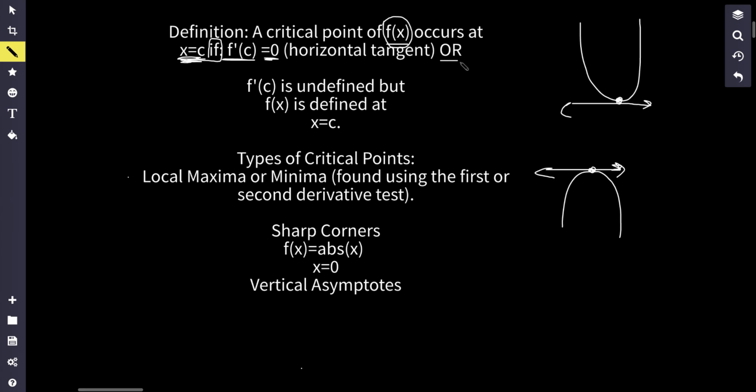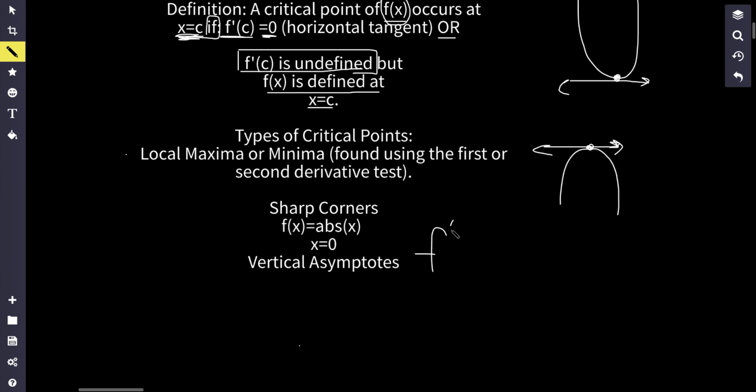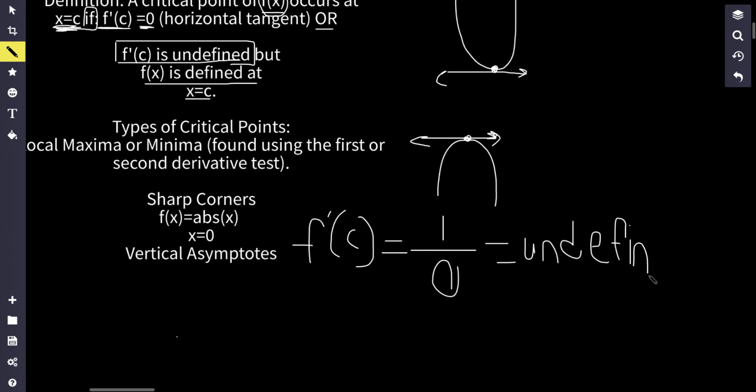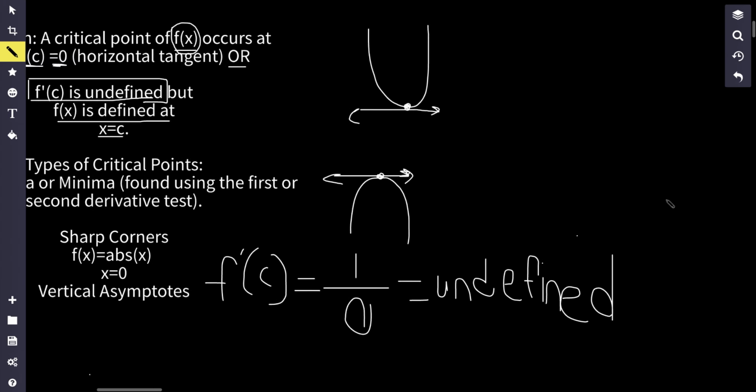Or this is what we talked about before: f prime of c is undefined, but f of c is defined at x is equal to c. What this basically means is our derivative is undefined. Remember, if we have f prime of c equal to 1 over 0, let's just say, and it's undefined, then this also gives you a potential critical point, or absolute maximum or minimum, right?